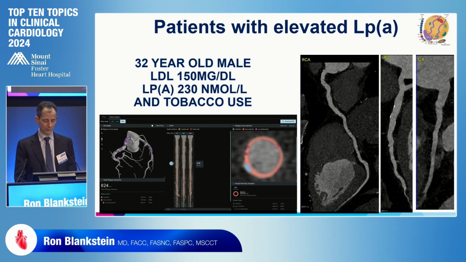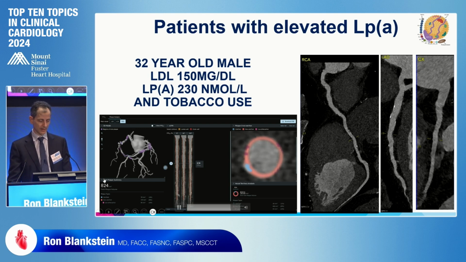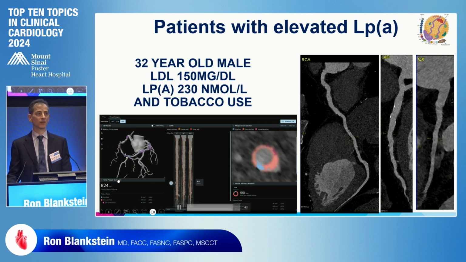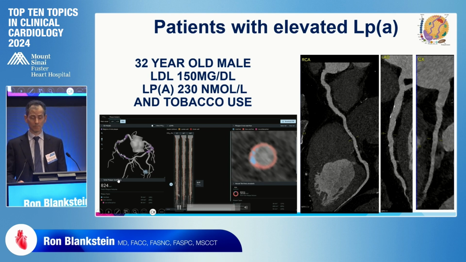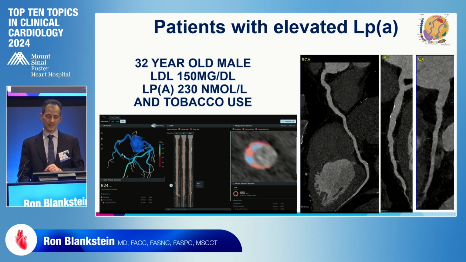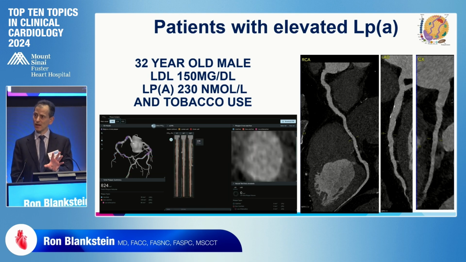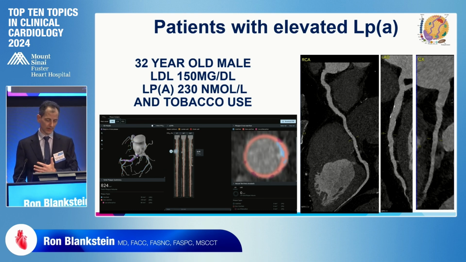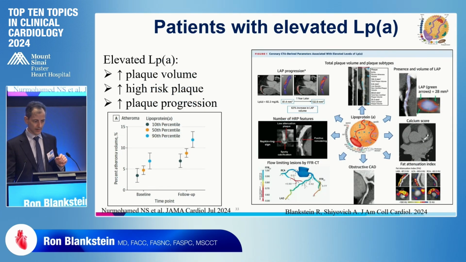But when we go ahead and we quantify the amount of plaque here, 824 cubic millimeters, that's a large amount of plaque. 90% of this plaque was non-calcified. 10% of this plaque was a specific type of plaque called low attenuation plaque, which is lipid-rich plaque. Also kind of a high-risk feature.